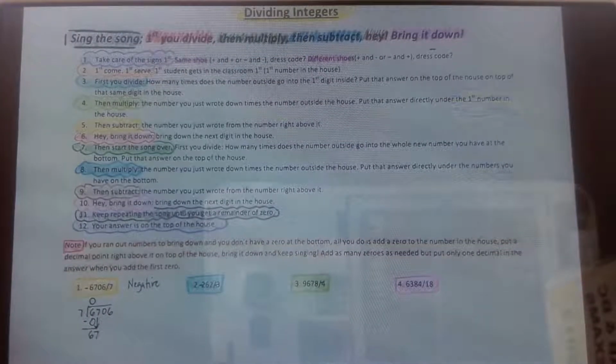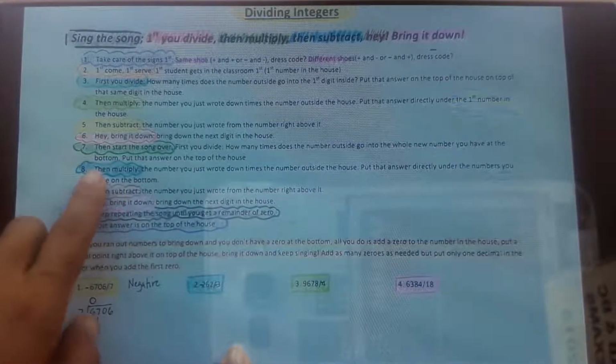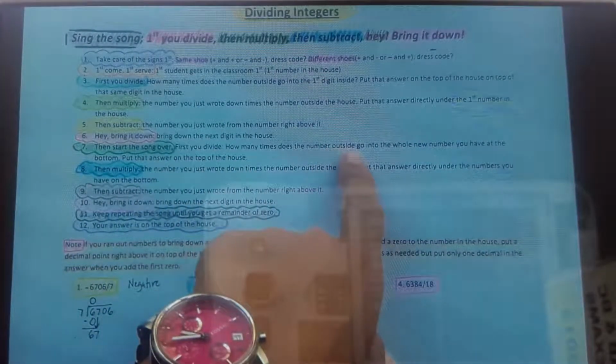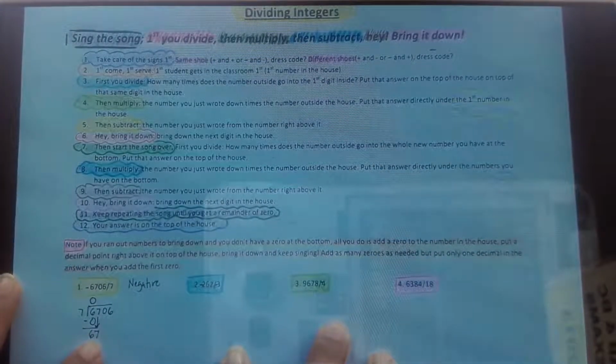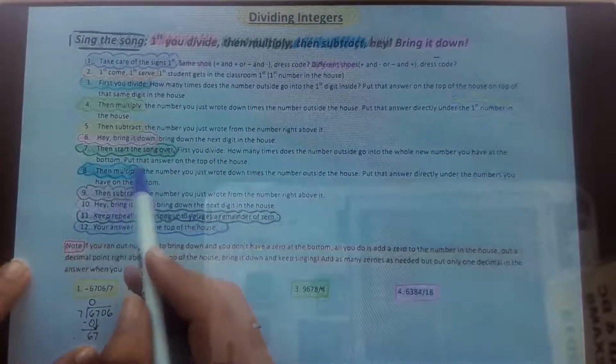Again you say, first you divide. How many times does 7 now go into 67? And then you're going to put that answer on the top of the house again. So 7 into 67, 9. So you're going to put 9 on the top of the house.